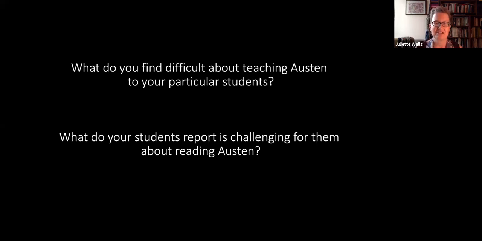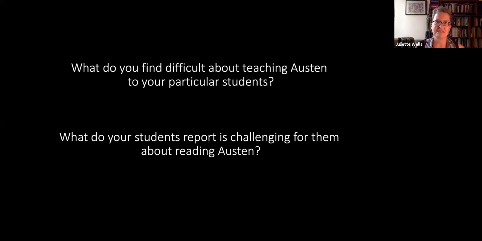And then my second question, what do your students report is challenging for them about reading Austen? Or maybe it's not your students, maybe it's your neighbors or your friends or the people in your book club or whoever is trying to read Austen. What do they report is difficult? In the Routledge chapter, I address many possible responses to those questions. And for the purposes of this series, I'm going to zero in today on the response that might come.